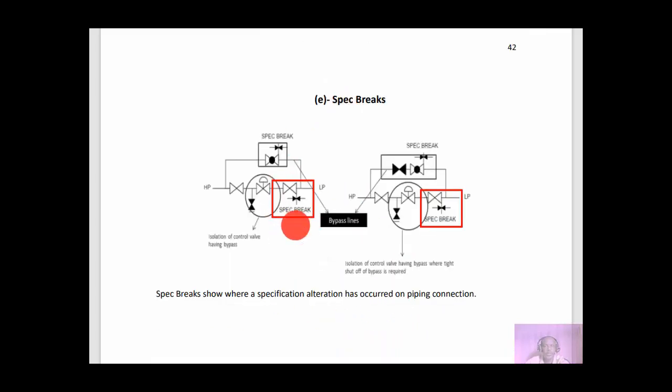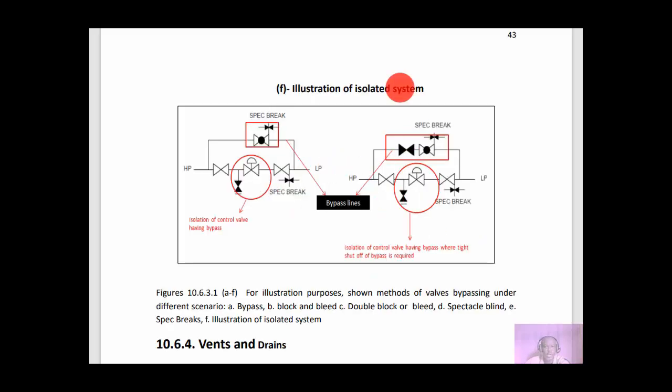Then we have a spec break here. Spec break show where a specification alteration has occurred on a piping connection. In this place, take a look at the bypass, and we have a spectacle plug. This is where we have the spec break, showing where specification alteration has occurred on piping connection. Here we have another spec break and a spec break here. We have a typical illustration of isolated system.